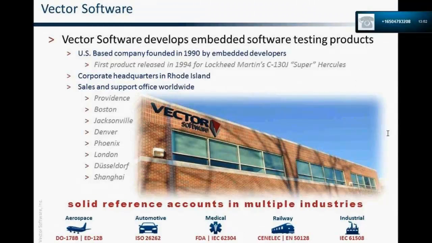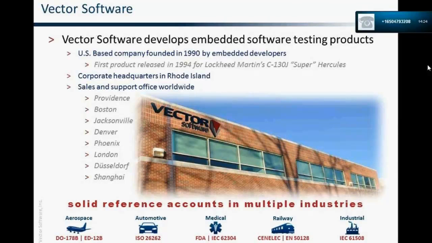It was founded in 1990 by two embedded developers who were working on an avionics project with Lockheed Martin. In 1992, they figured they could build a product that could automate the software testing process, a unit test automation tool. They started working on this in 1992, and in 1994 they sold the first version of VectorCAST to Lockheed Martin for the C-130J aircraft, which is a military transport aircraft.